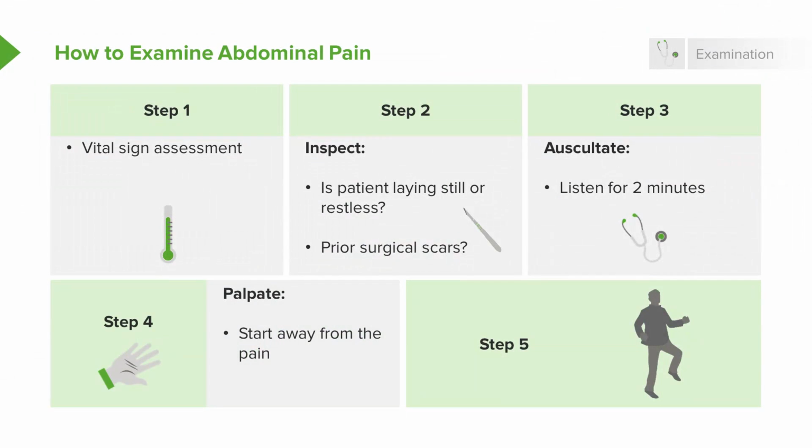Step 4 is palpation. You want to start in the area away from the pain. So if the patient's pain is on the right side, in the lower abdomen, go ahead and start on the left upper abdomen, and then work your way around to that area. You're going to want to palpate lightly and then go ahead and push a little bit more deeply, depending on the exam that you're getting for the patient.